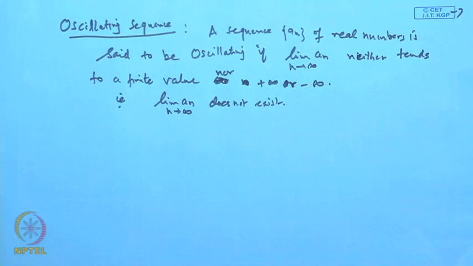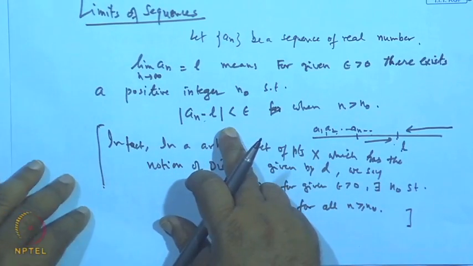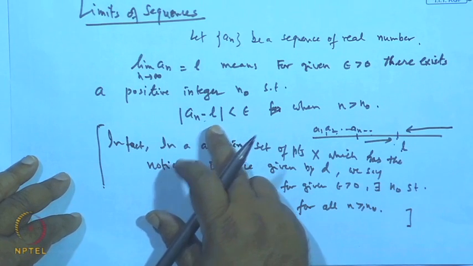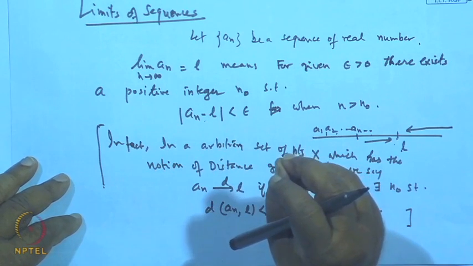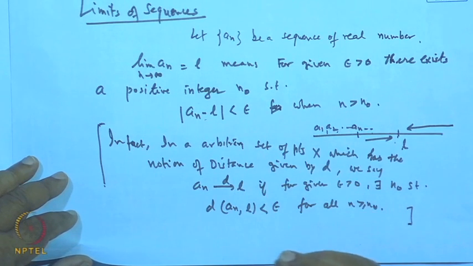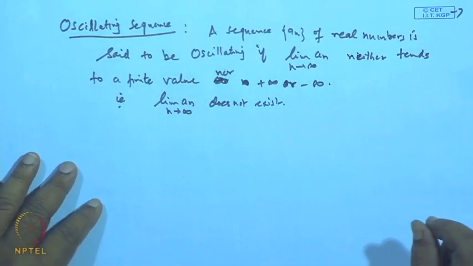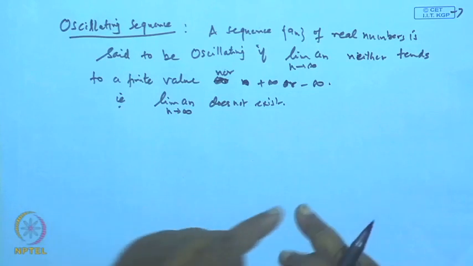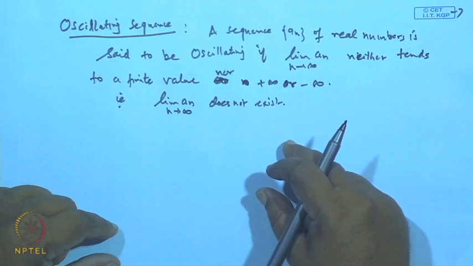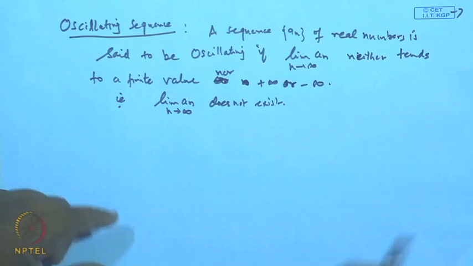Because when we say the limit exists, it means, by the definition of the limit, that whatever path you choose, the difference between a n and l can be made as small as we please. There should not be fluctuation. But if there is a sequence where this difference cannot be made small, sometimes it is small, sometimes it becomes very large, or along different subsequences it has different values, then the limit does not exist.